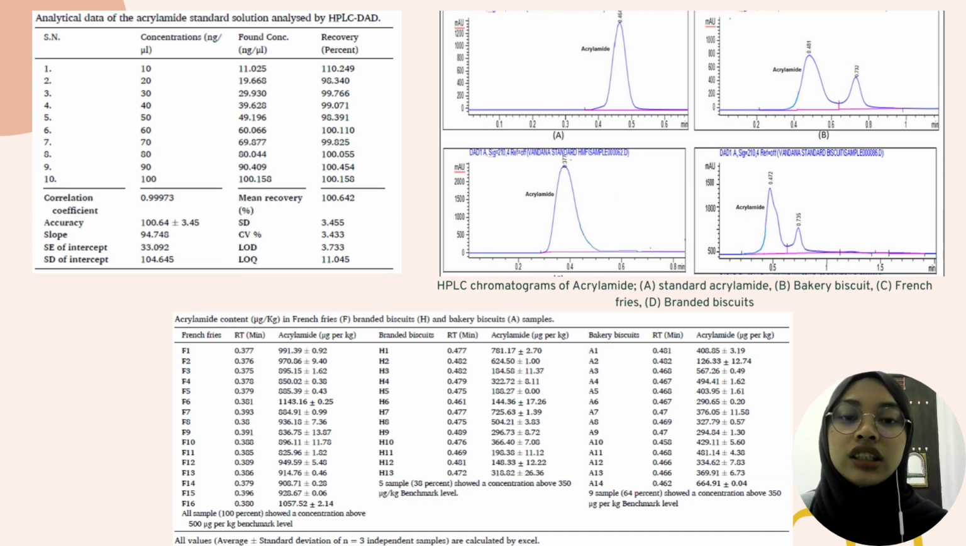The indicative value and benchmark level of French fries are 600 micrograms per kilogram and 500 micrograms per kilogram respectively. But all of the samples, which means 100% of French fries, show a concentration above the indicated value as well as the benchmark value. The maximum value of acrylamide was found in the F6 sample, and the F16 sample of the French fries is also at the maximum level.